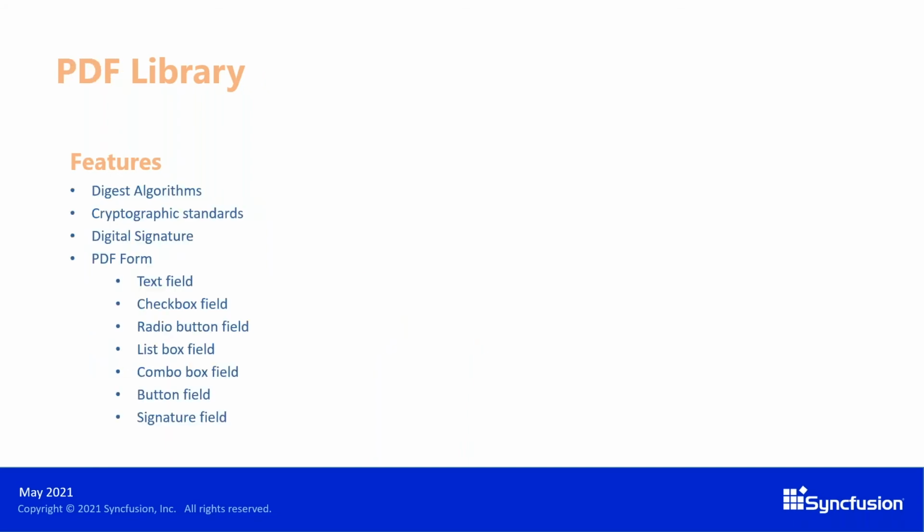And in PDF library, we have provided a different set of features like digest algorithms, cryptographic standards, digital signature, and PDF form. PDF form is a much awaited feature where you can provide text field, checkbox, radio, list box, combo button, signature field, etc. So these are cool features that we have provided for PDF.